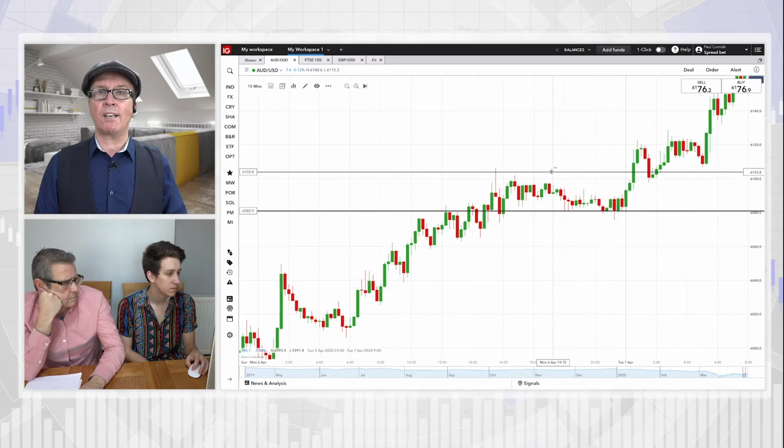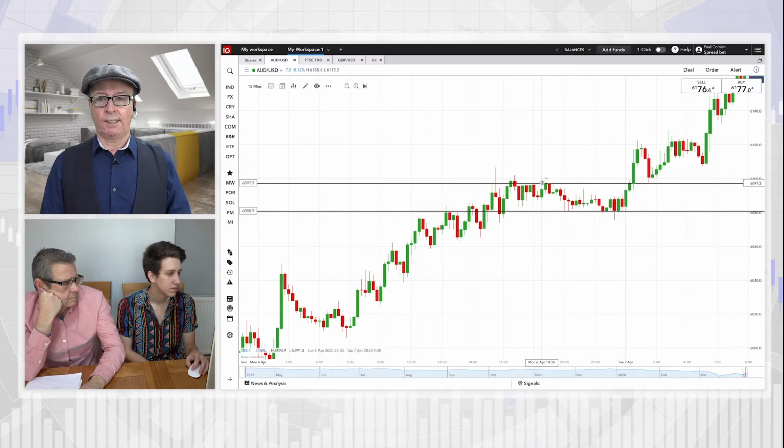Now draw another line at the top of the sideways movement. Where do you think the top would be?